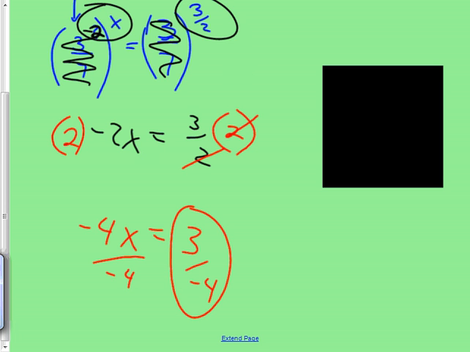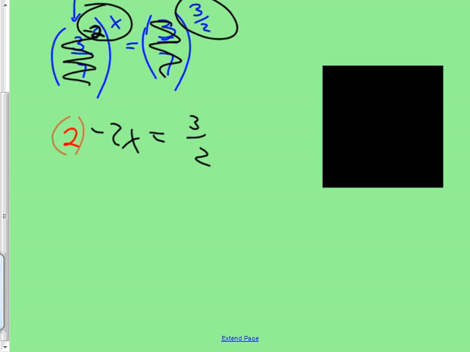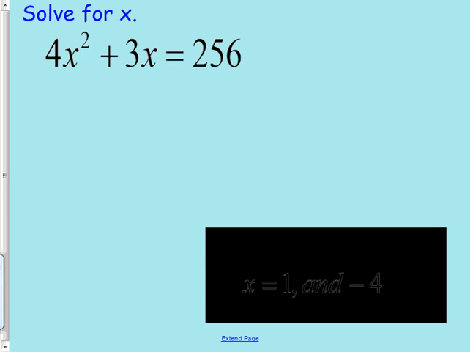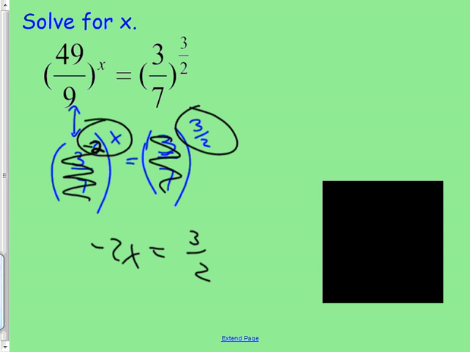Okay, but is there another way to do it? Yes, but do you get the same answer of negative 3/4? Yes. Oh, you think there's another way. All right, so hold on. Let me back up to this. Up to here, were you the same as me? Negative 2x equals 3/2. Okay, now tell me what you think we should do.